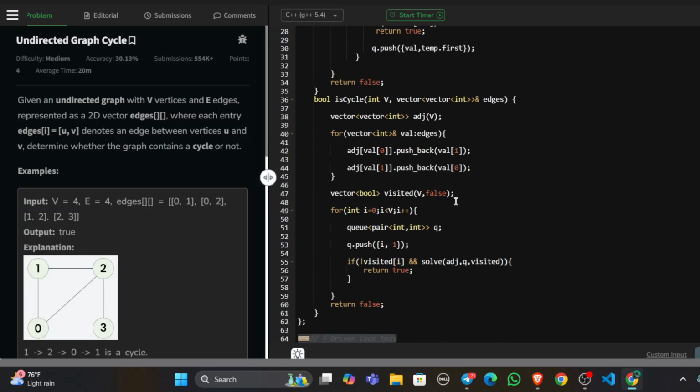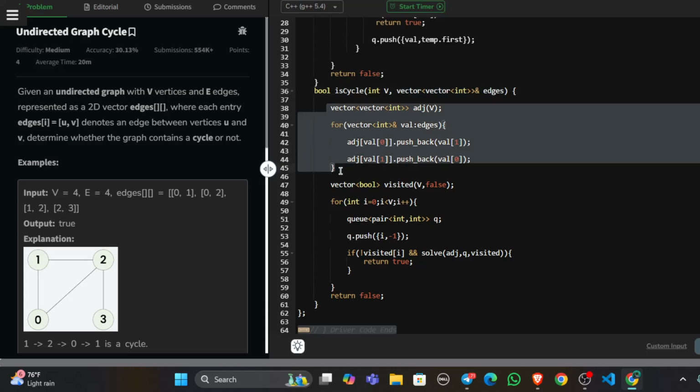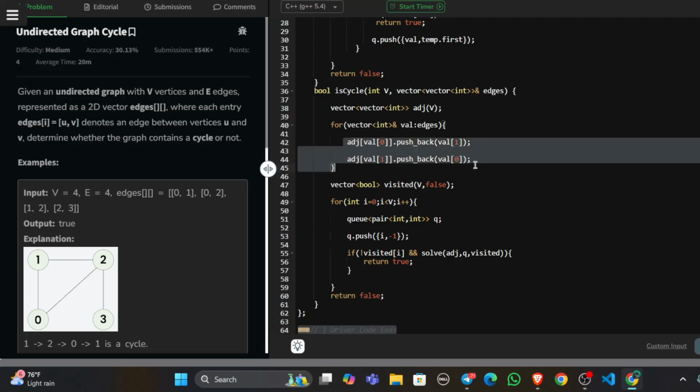Okay, now in the question, we are given a number of vertices and we are given edges. We simply calculate the adjacency list. I have discussed the calculation in the previous one, but I can tell it again. Yes, it will be a vector of lists. See that?